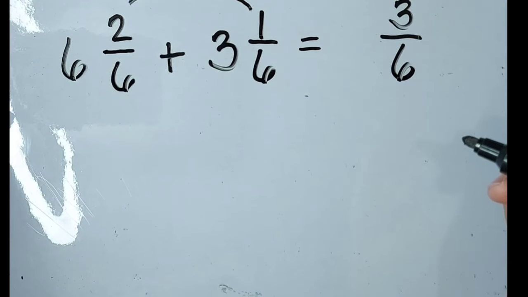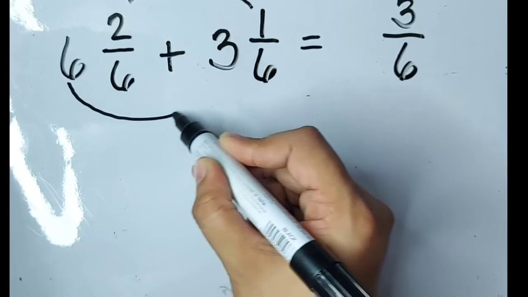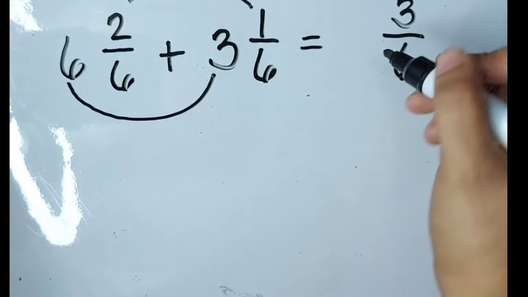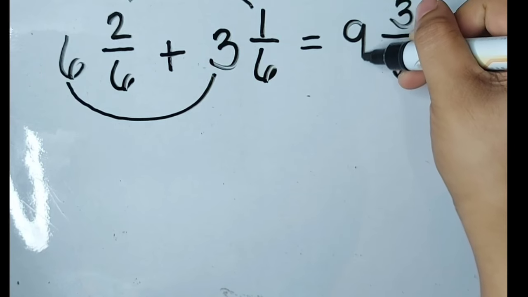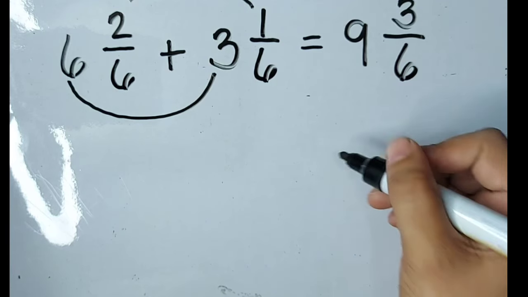After adding the similar fractions, let's now add the whole numbers. 6 plus 3 is equal to 9. Step 3. Simplify. Write the answer in lowest term if possible. So we can simplify our fraction 3 over 6.